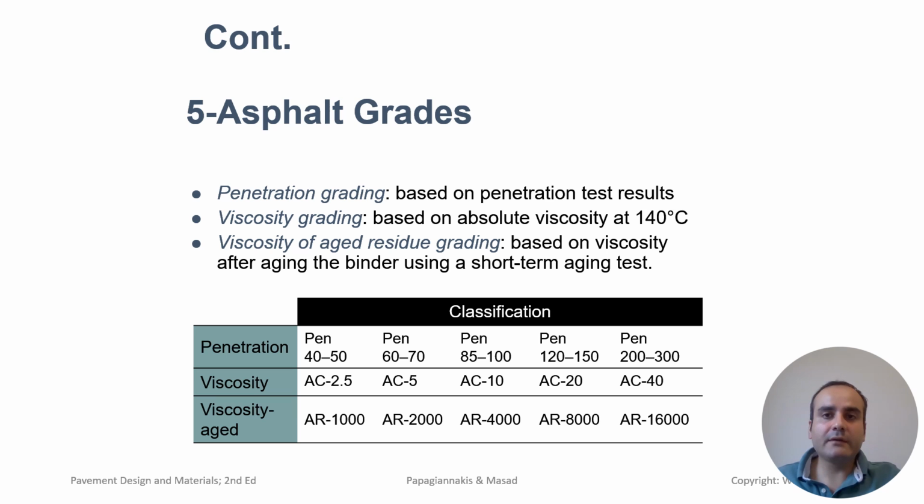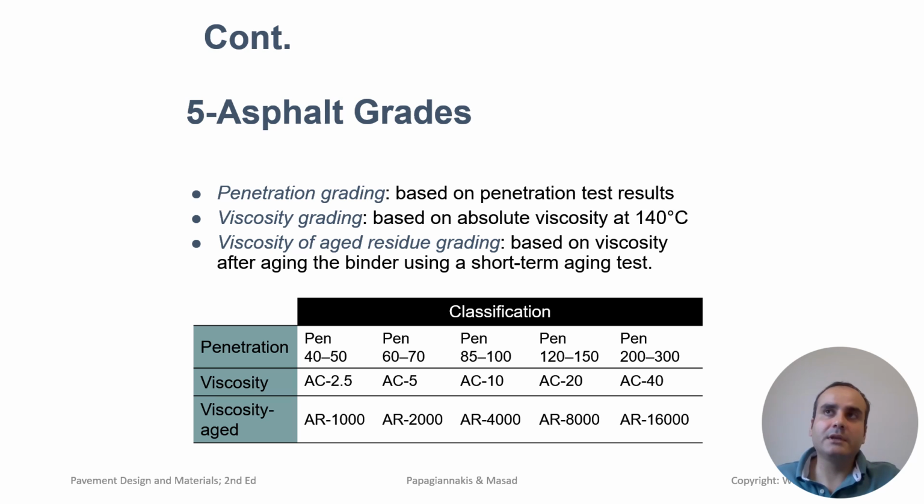Penetration grading is one of the oldest methods used to classify asphalt binders based on their hardness or softness. This grading system relies on a simple test that measures how far a standard needle penetrates the asphalt binder under specific conditions. The test is conducted at a temperature of 25°C or 77°F using a 100-gram load for a period of 5 seconds. The result of the penetration test is expressed in tenths of a millimeter.